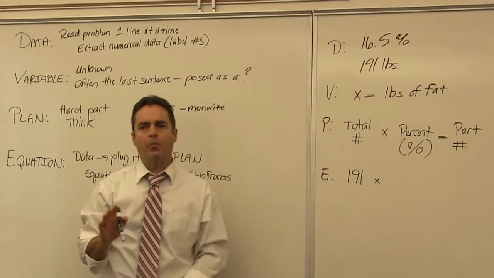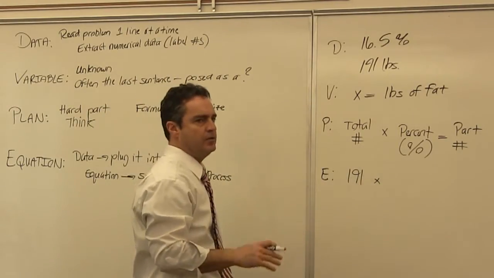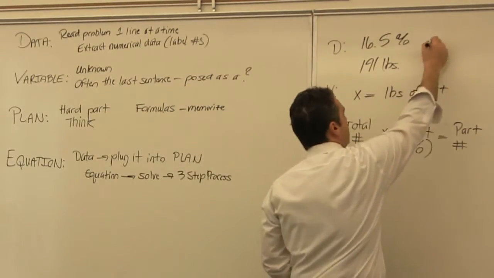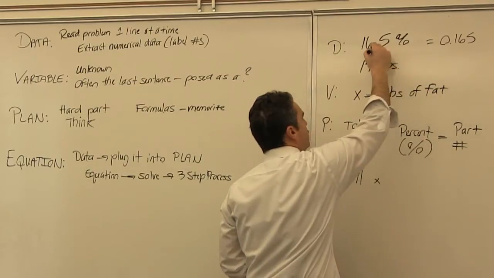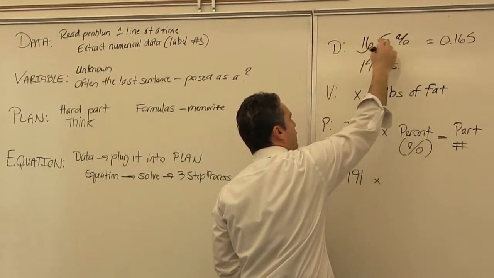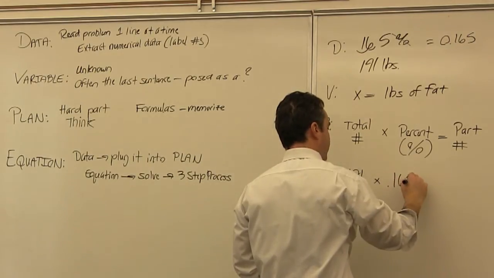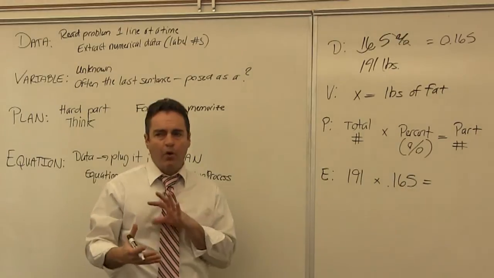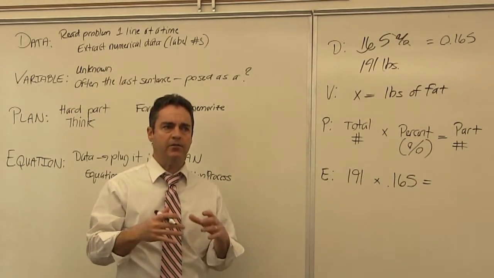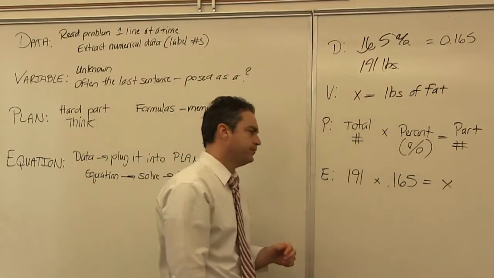But we must remember, when we're doing a percent word problem, we always convert percent to a decimal. So this equals 0.165. If you remember, we moved this two places and get rid of the percent sign. So this is going to be 0.165. And what's our part number? Again, only a portion of our body weight is fat, and so X is our part number.